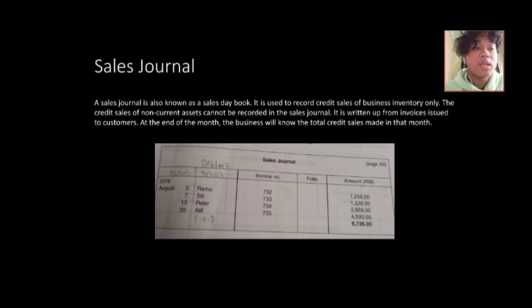Okay, next is the sales journal. Same as the purchase journal, the sales journal has a sales daybook too, and it is used to record credit sales of business inventory only. The credit sales of non-current assets cannot be recorded in the sales journal. It is written up from invoices issued to customers, and basically at the end of the month, the business will know the total credit sales made in that month.